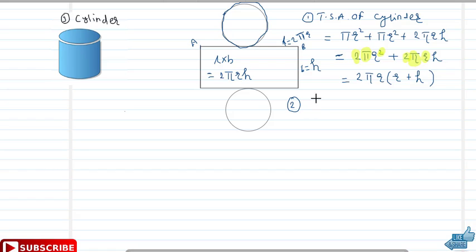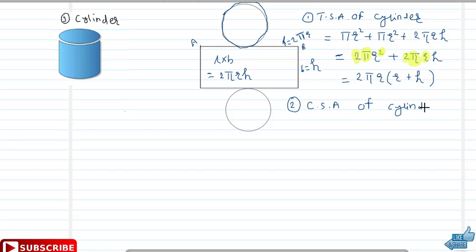We are not using LSA. Here we are using CSA because there is no side. There is a curve, so we use curved surface area. CSA of cylinder.